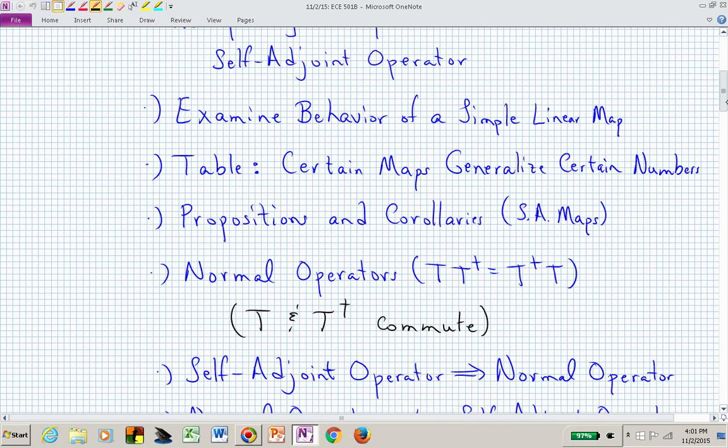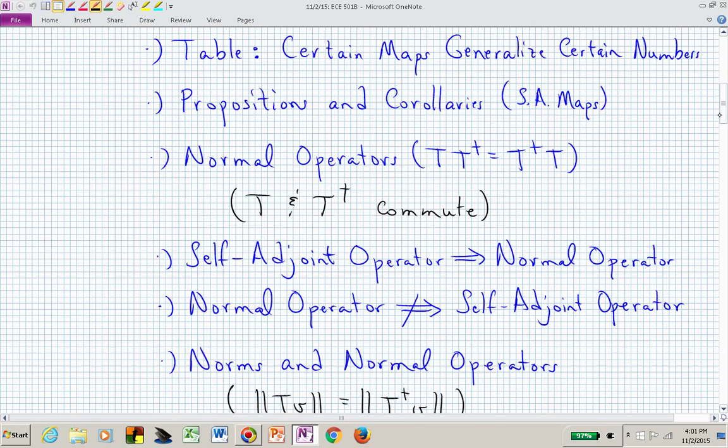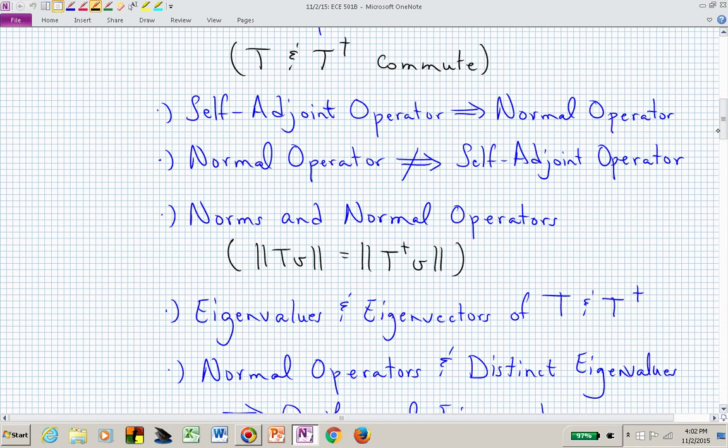Then we will state some propositions and corollaries for self-adjoint maps. We will talk about normal operators, and normal operators are different from self-adjoint operators. In a normal operator, the operator and its adjoint commute, which really just means that T T dagger is equal to T dagger T. Now, if you have a self-adjoint operator, obviously that implies that it's a normal operator, but you don't have the opposite. A normal operator is not necessarily a self-adjoint operator.